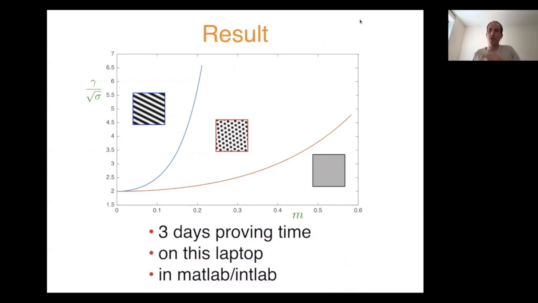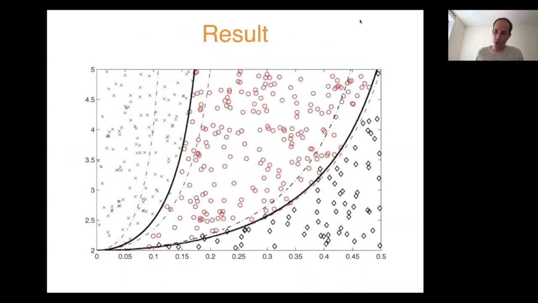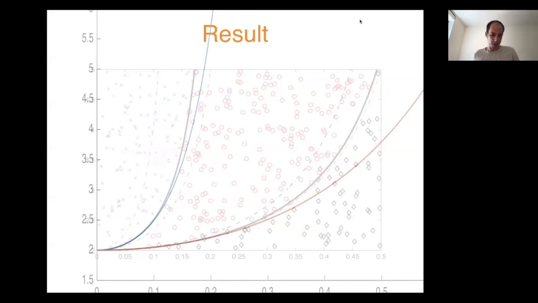So I'm not going to show you any of the numbers, but they're summarized here in the picture. So it's a very similar picture again, m and gamma over root sigma, and I've proven that there are these curves here, smooth curves, where the stripes and the spots have the same energy, and also here another curve where the spots and the uniform state have the same energy. Okay, it took 3 days to do this on a laptop, but it is not what I want to talk about too much.